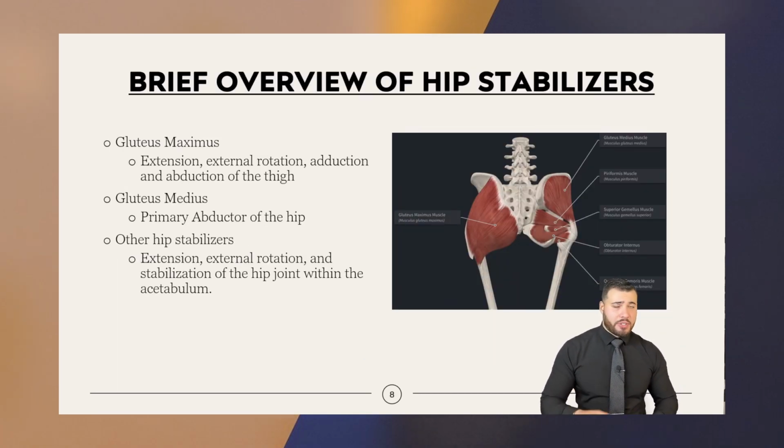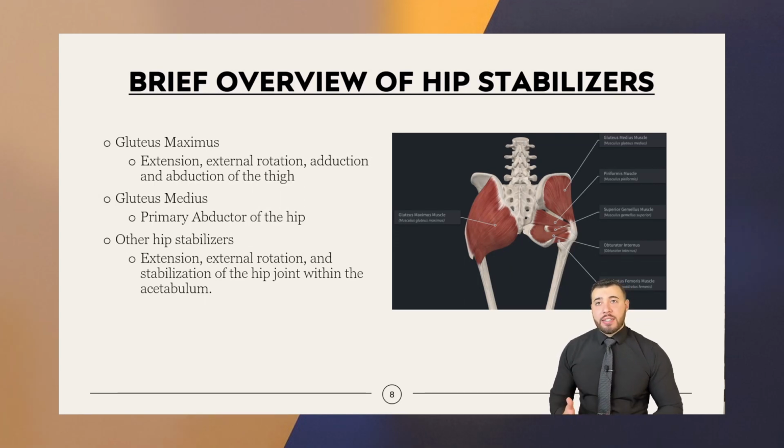Now, the gluteus maximus is one of the biggest muscles in the body, if not the biggest, and it's responsible for extension, external rotation, and adduction and abduction of the thigh. The gluteus medius is the primary abductor of the hip. The other hip stabilizers are responsible for extension, external rotation, and stabilization of the hip joint within the acetabulum. Now, the acetabulum is the part of the pelvis where the femur meets the hip.